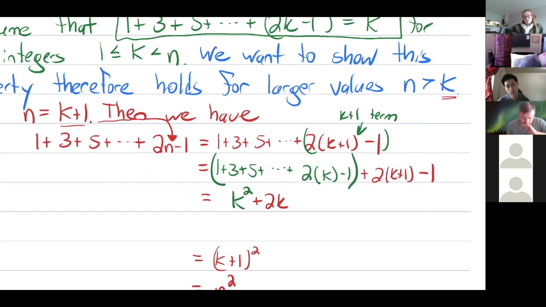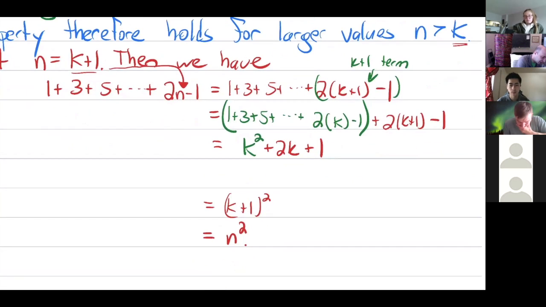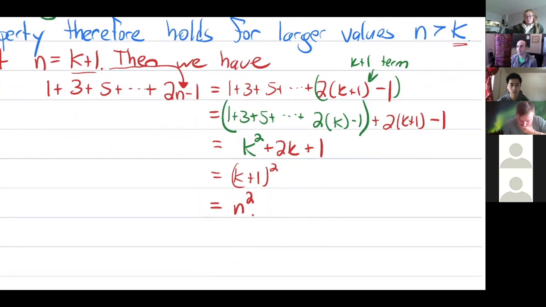I'm just going to distribute this out. Right, so that would be 2k plus 2 minus 1. So that's where the 2k plus 1 comes from. And that expression is exactly k plus 1 squared.